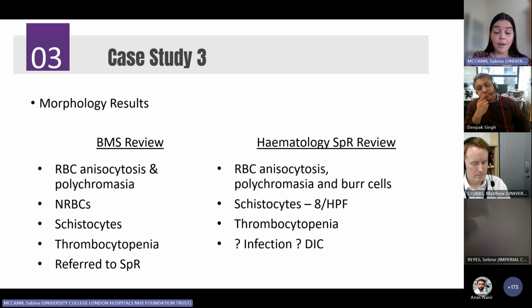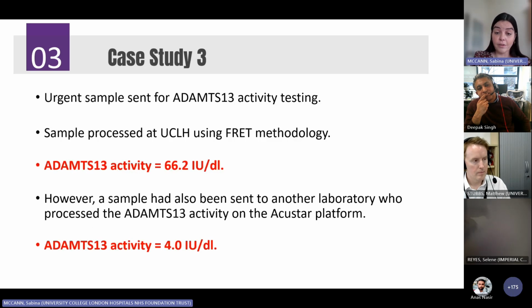So in this case, TTP and ADAMTS13 activity was sent to exclude. It was sent to UCLH, where, as Deepak said, we use the FRET methodology, which is the gold standard for TTP diagnosis. We then reported the result as 66.2 international units per deciliter.